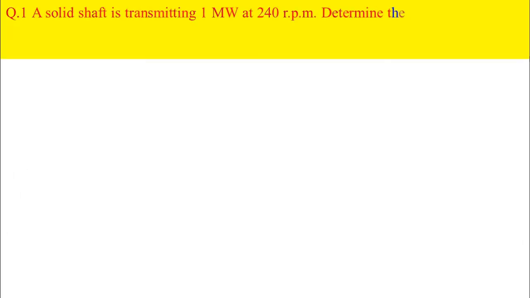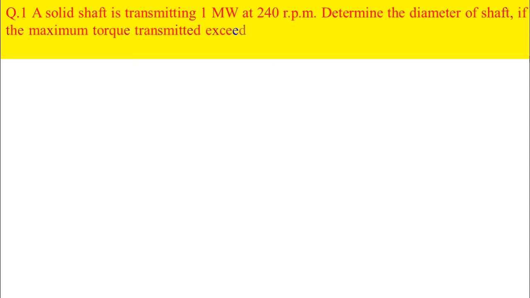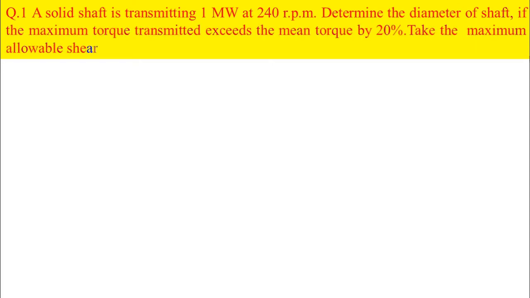A solid shaft is transmitting 1 megawatt at 240 rpm. Determine the diameter of shaft if the maximum torque transmitted exceeds the mean torque by 20%. Take the maximum allowable shear stress as 60 Newton per mm square.